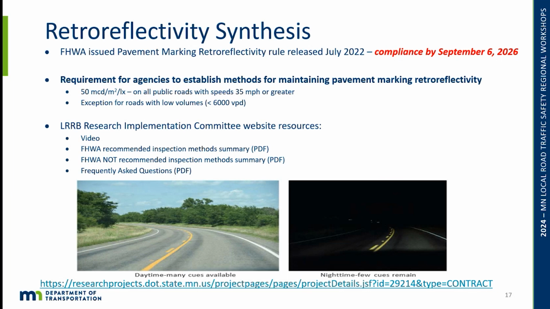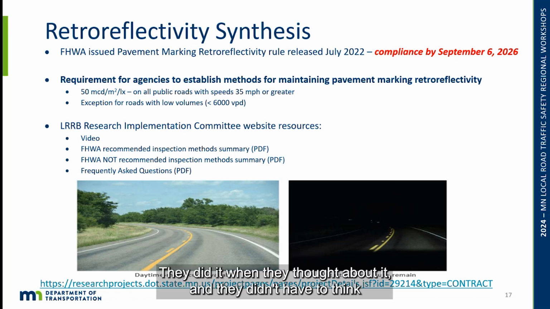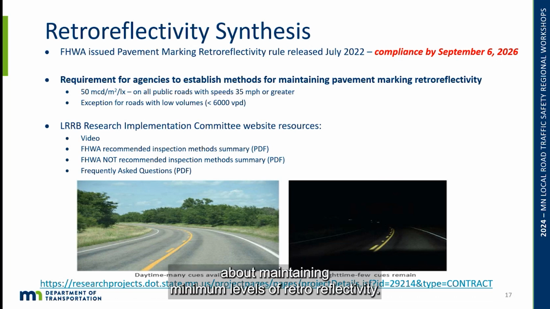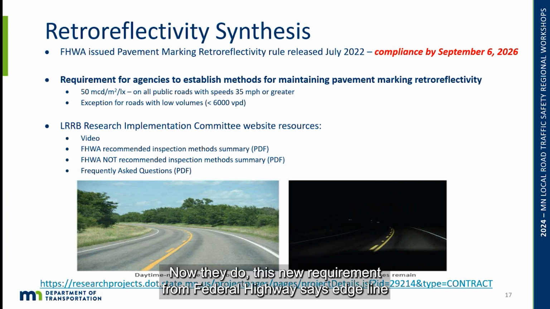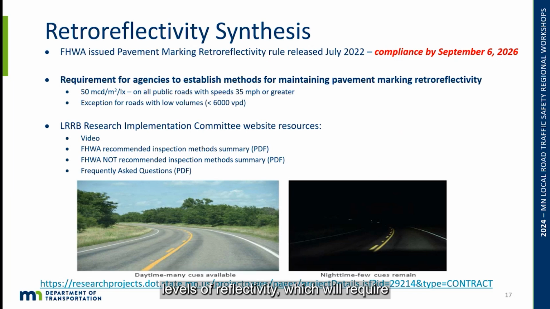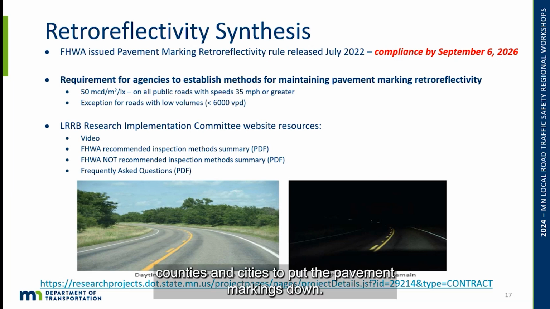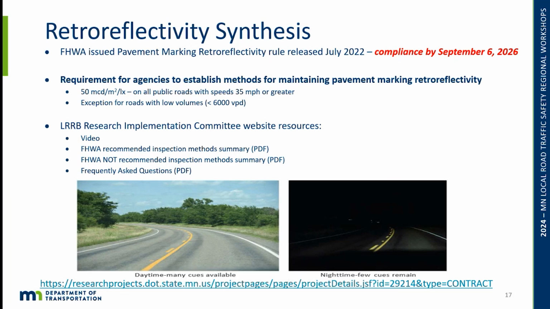of retroreflectivity. And that caused a great deal of consternation from the counties, in particular, and cities, because their sign maintenance before that was way more ad hoc. They did it when they thought about it, and they didn't have to think about maintaining minimum levels of retroreflectivity. Now they do. This new requirement from Federal Highway says edgeline, centerline markings are now also going to have to maintain minimum levels of reflectivity, which will require counties and cities that put the pavement markings down to be more proactive about refreshing those markings.